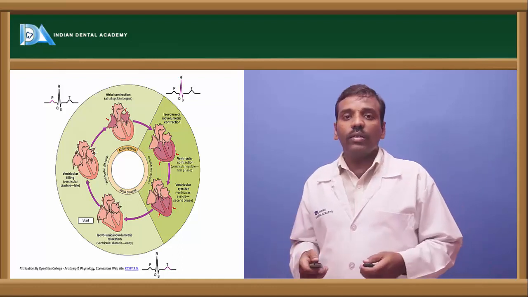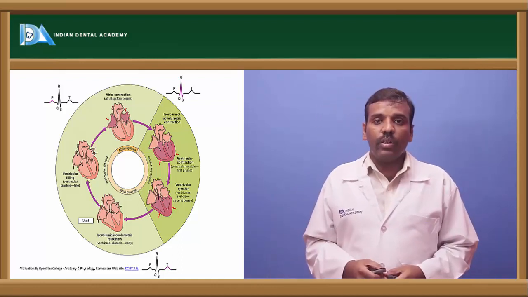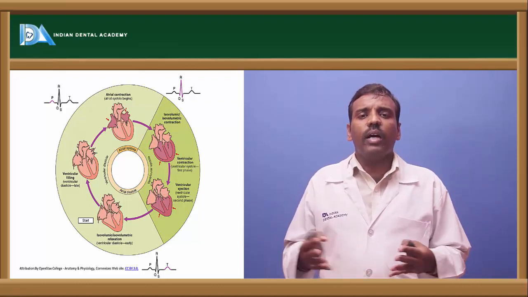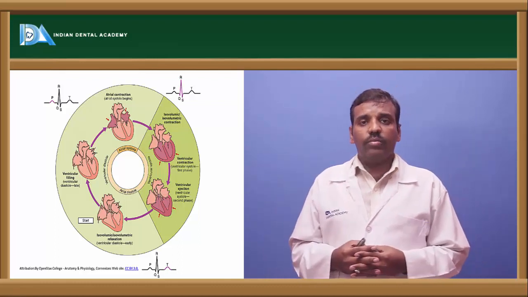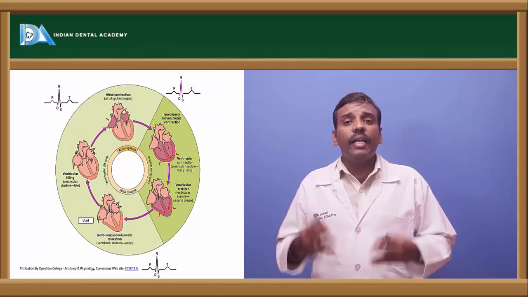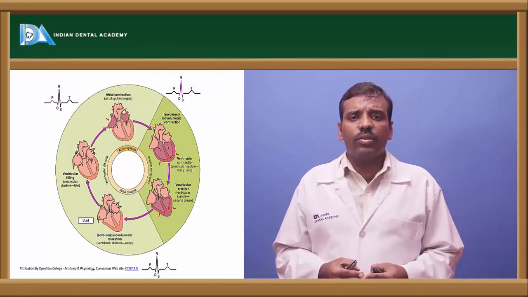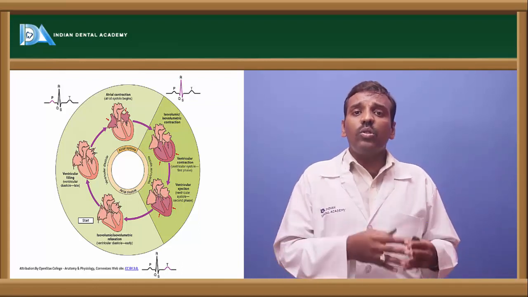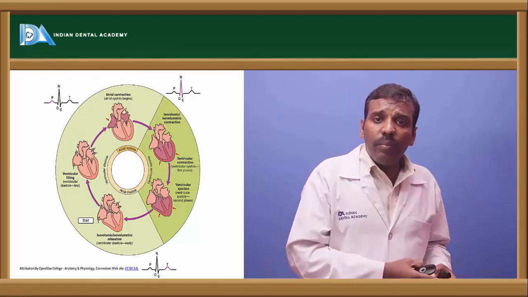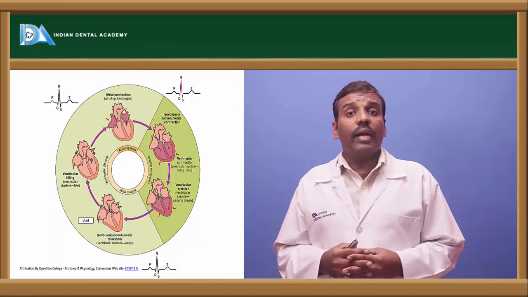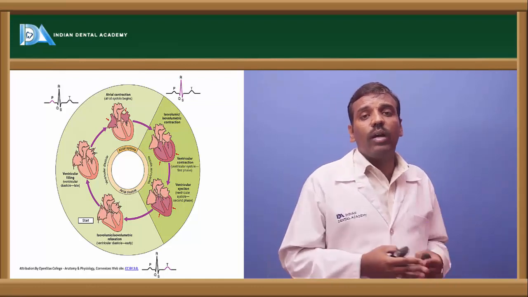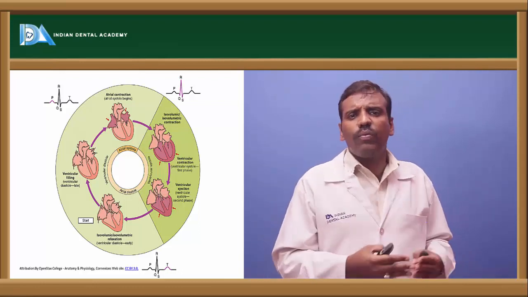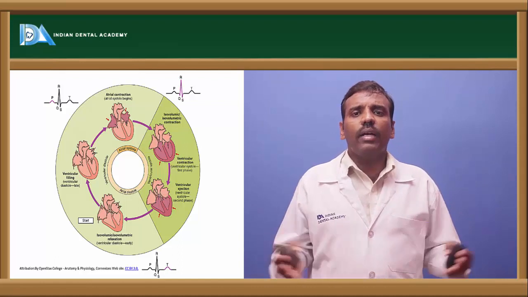And next one is, after the ejection period, protodiastole. In case of the protodiastole, there is slow relaxation of the atrium, followed by the ventricle. And after that, isometric relaxation. In case of the isometric relaxation, there is closing of these two valves, the pulmonary valve and the aortic valve, and opening of the bicuspid valve and the tricuspid valve. And firstly slow filling and then rapid filling of the ventricle by the atrium.